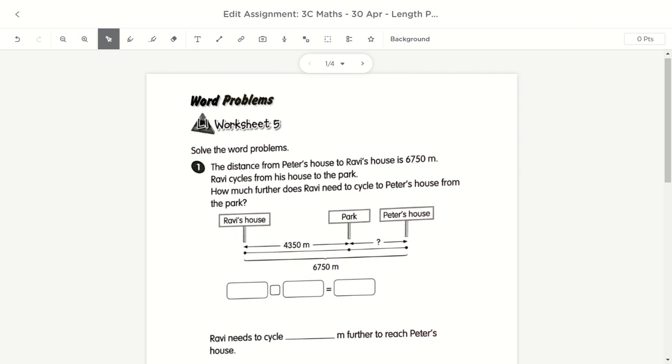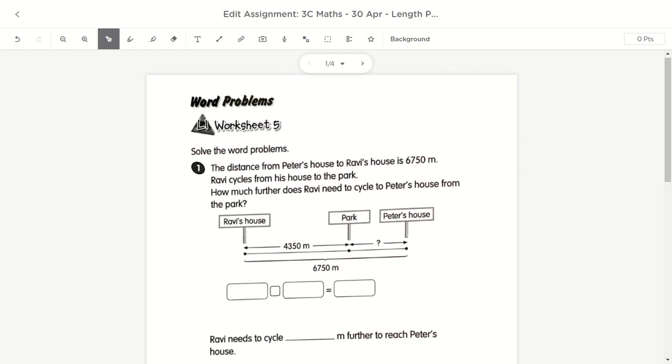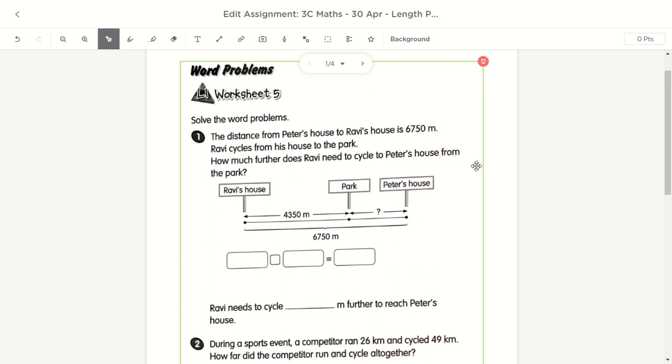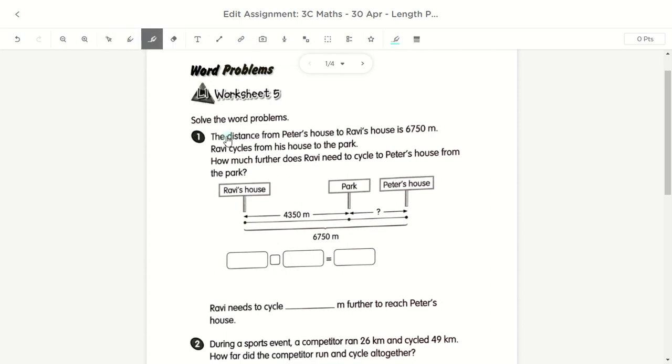Quite straightforward problems. Just treat them as whole numbers in the context of length. Okay, so let's go through some questions. Not every question. Let's go through question 1 of page 203. The distance between Peter's house and Ravi's house. Okay, so let's highlight. Distance between Peter's house and Ravi's house is 6,750 meters.